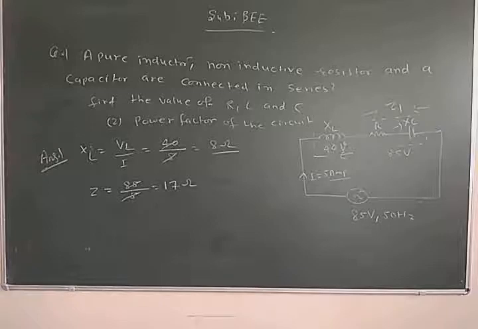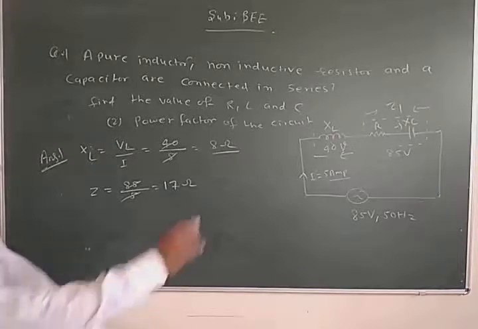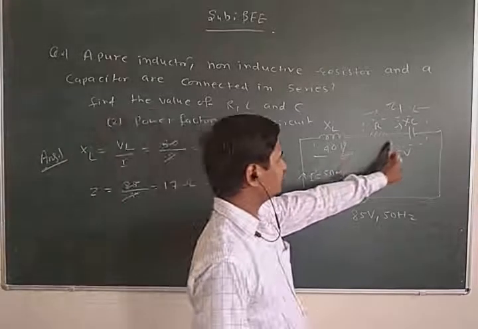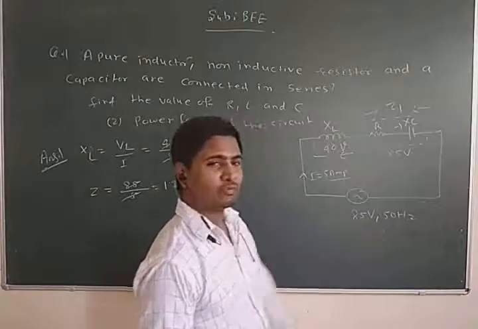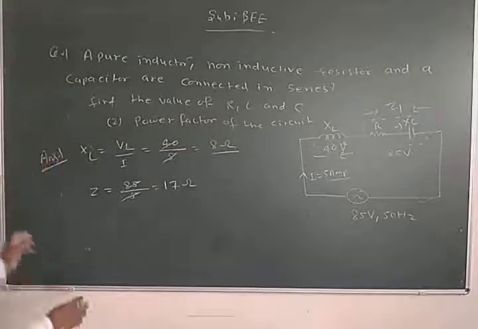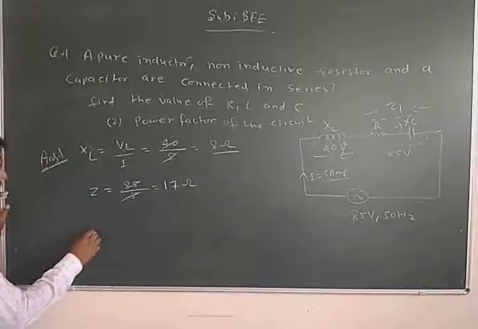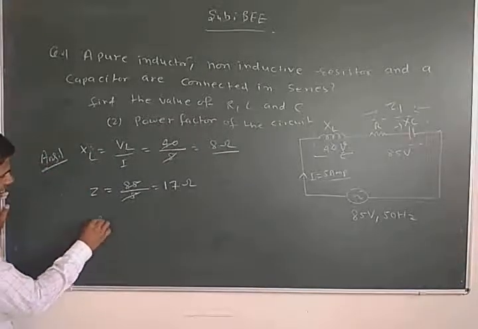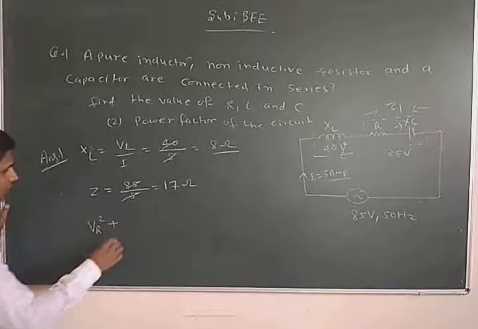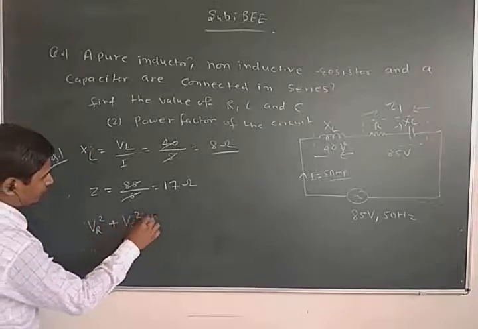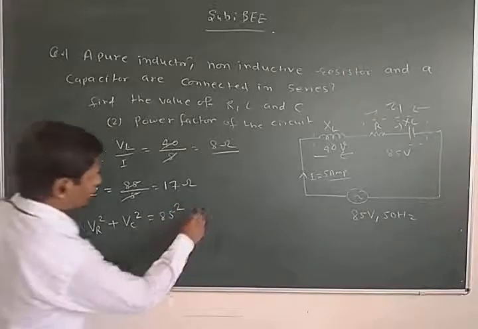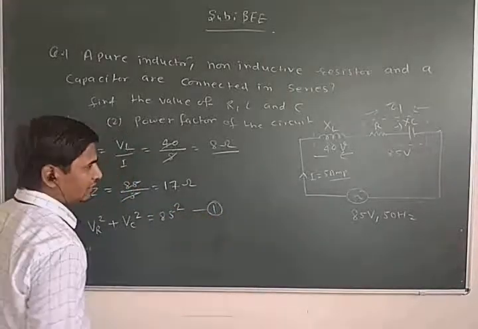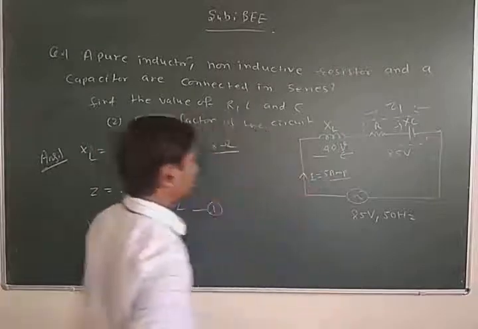Now from the voltage figure we can see that this voltage is equal to 85 and the supply voltage is also 85. So we can say that VR square plus VC square is equal to 85 square. Equation number 1.